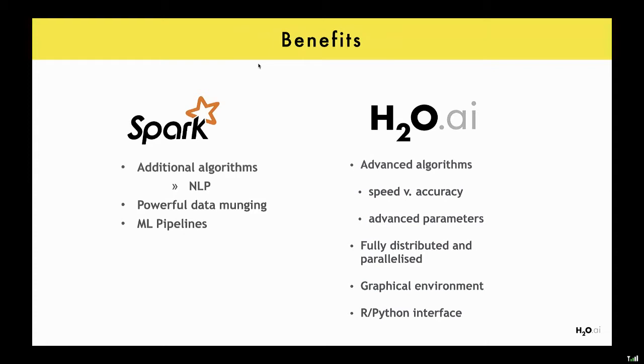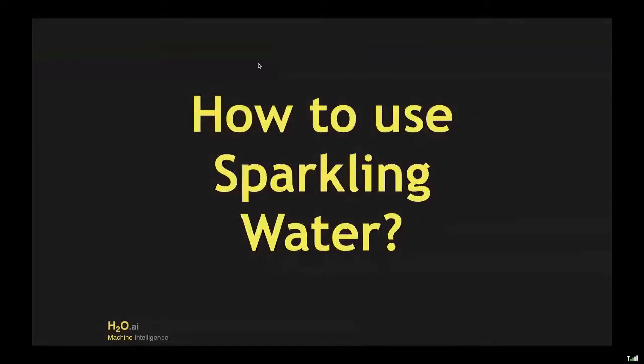We also have a graphical user interface, which is called H2O Flow, and we have clients for R and Python. In Sparkling Water, our client for R is called RSparkling, and in Python the client is called PySparkling.